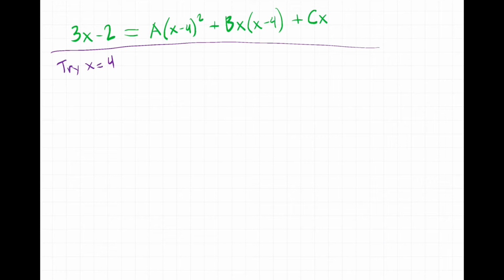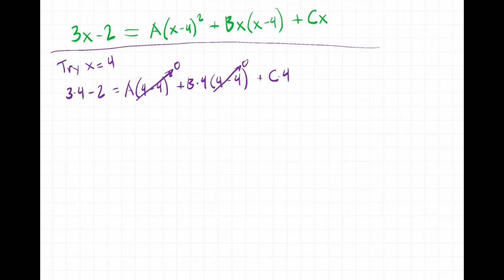And let's plug that in. On the left, we have 3x minus 2. That is 3 times 4 minus 2. That equals a, which is unknown, times (4 minus 4) squared, plus b times 4 times (4 minus 4), plus c times 4. Now the 4 minus 4 goes to 0. 4 minus 4 here goes to 0.